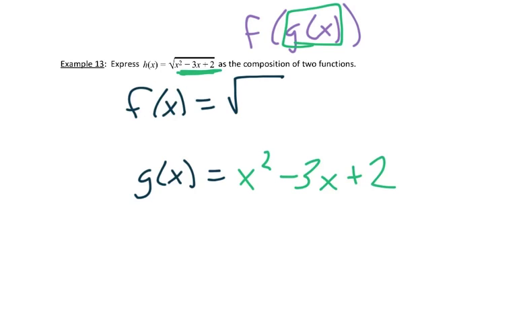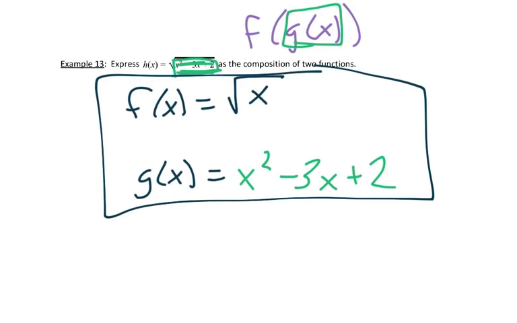We'd have a square root. And then in place of that part that we just wrote, that green part, we'd write just a plain old x. And that's our answer.